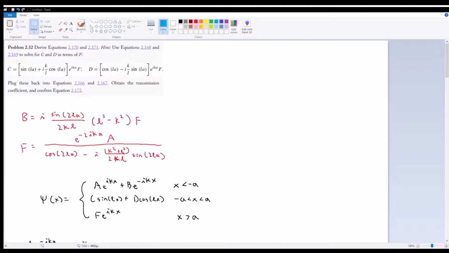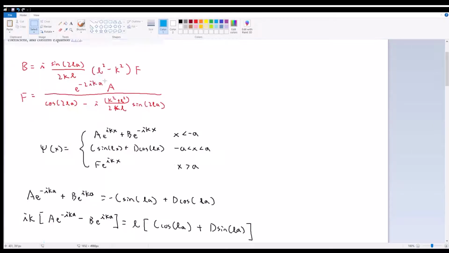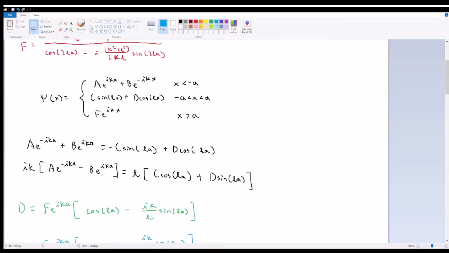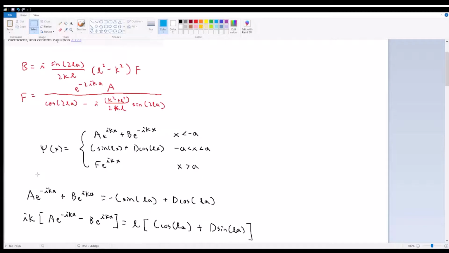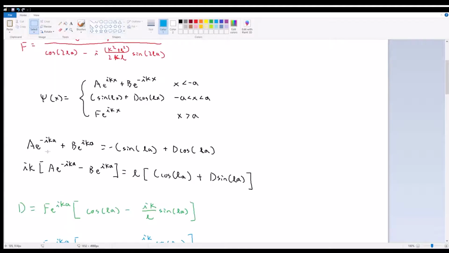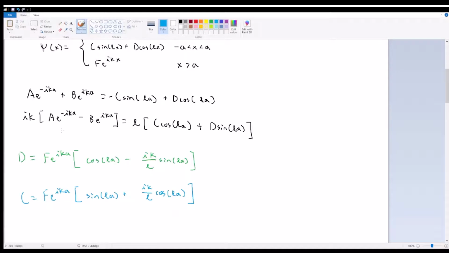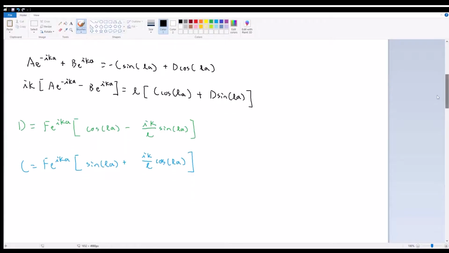Okay, so now that we have C and D, we are asked to plug these back into equations 2.166 and 2.167. For reference, those are the continuity equations in terms of A. So we have 2.166 right here, and we have 2.167 right here. If we plug these in, let's move this down like this.